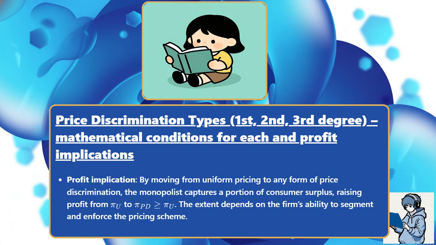Profit implication. By moving from uniform pricing to any form of price discrimination, the monopolist captures a portion of consumer surplus, raising profit from π_u to π_pd ≥ π_u. The extent depends on the firm's ability to segment and enforce the pricing scheme.